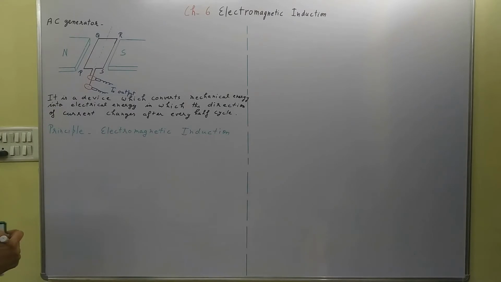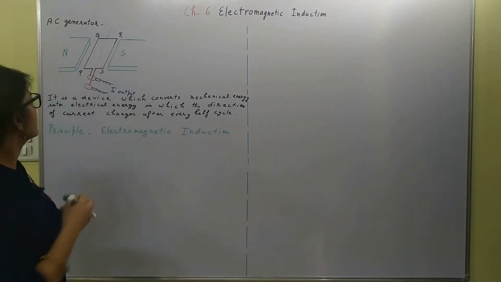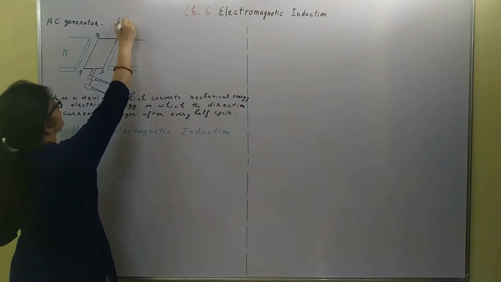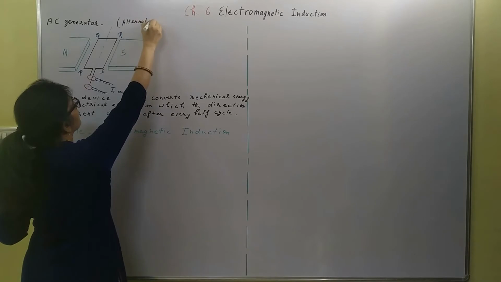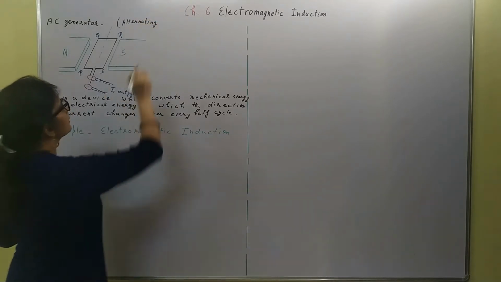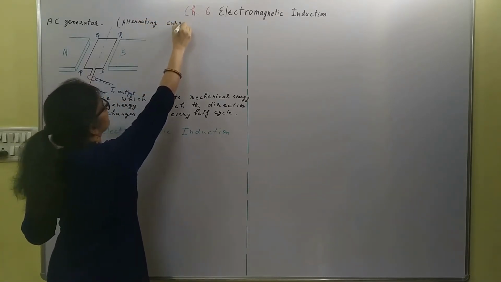Right now, AC generator means alternating current generator. That's why I've written this. This is actually alternating current generator.